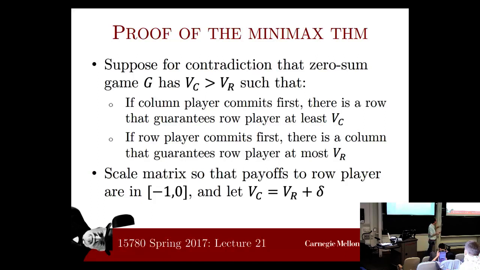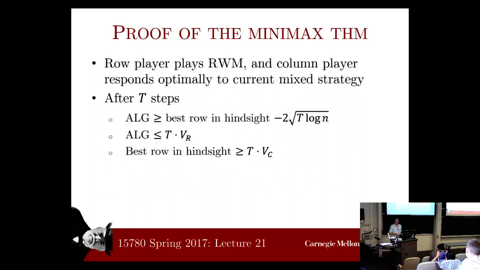Okay, so this just says it's without loss of generality to assume that in this game, the costs to the row player are in -1, 0 to fit the setting that we talked about. And let's say, if VC is strictly greater than VR, let's just define delta to be the difference between them. Okay, so here's the beautiful argument.